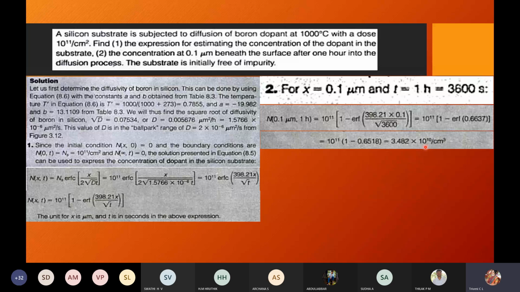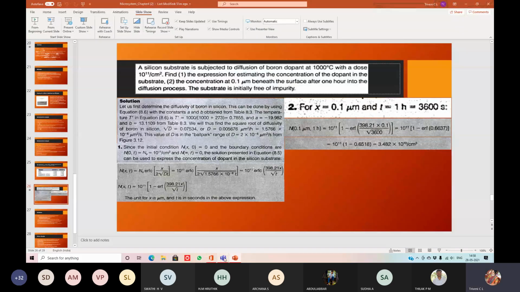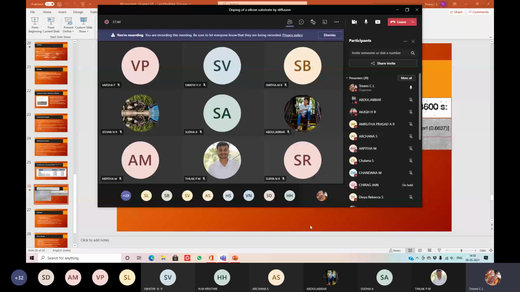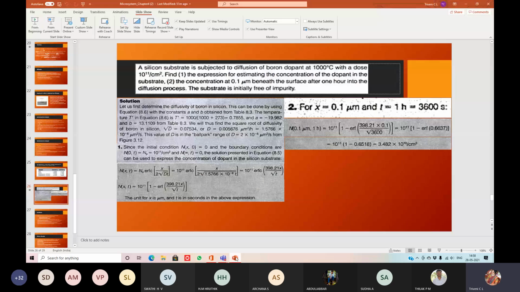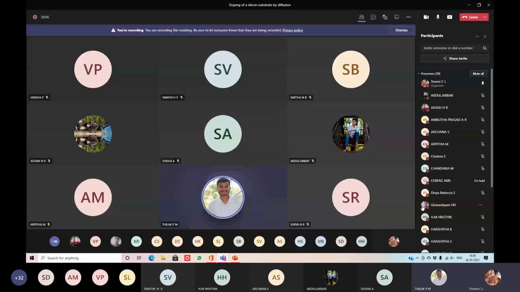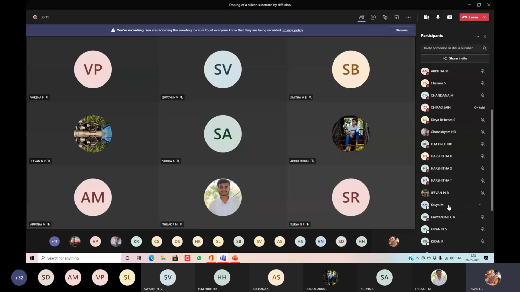Understood all of them? Yes, understood? I want responses. Did you understand all of them? The concept of diffusion? Yes? I want the responses. Yes, ma'am. Okay. What about others? Jeevan, Kavya, Kavyanjali, Kiran? I hope you understood this concept of diffusion.